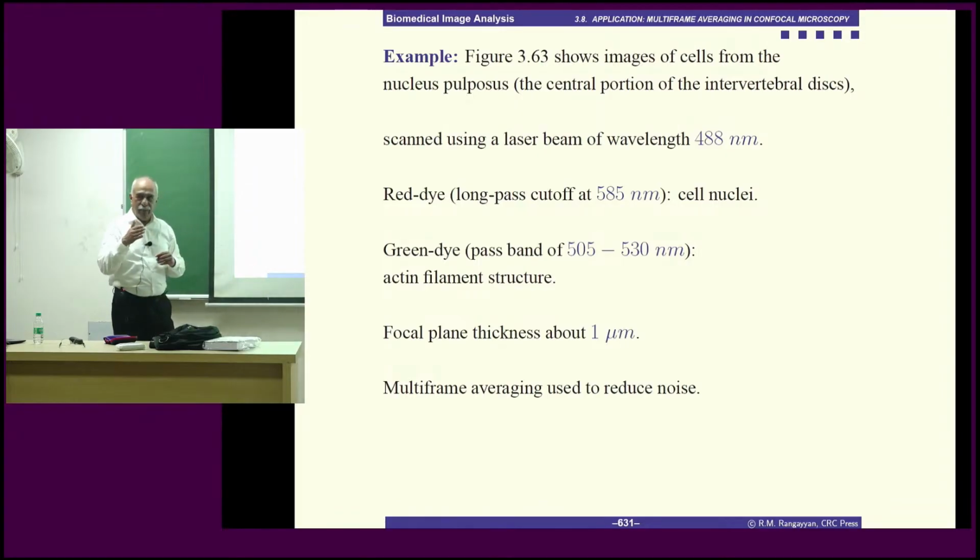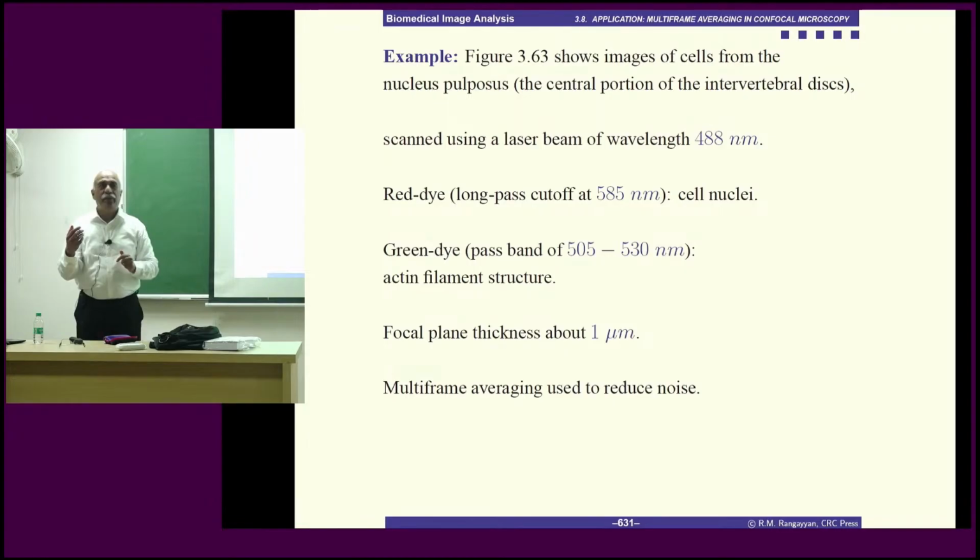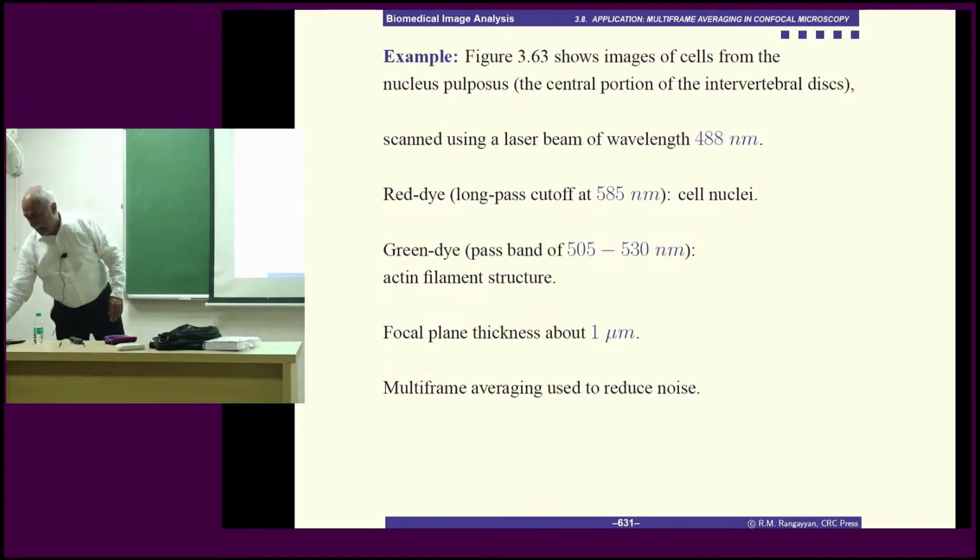Now, if you take just one image, it'll be noisy. If you take multiple frames, the sample is fixed. It's a biopsy specimen, so it's going to be there. But if you scan it too many times, you're depositing laser energy into it. There could be local heating, and the sample could change its characteristics. If you keep scanning, it could lose its capability to fluoresce, or it could develop autofluorescence. So there are other complications. Even with a fixed specimen, you cannot do this a million times. So you can acquire a few images and average.